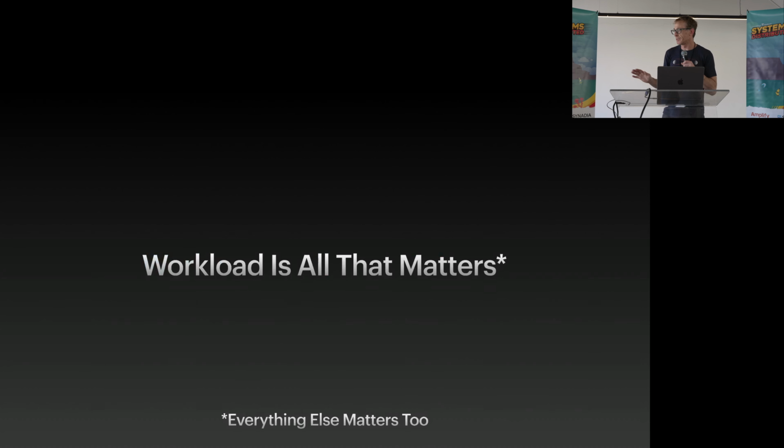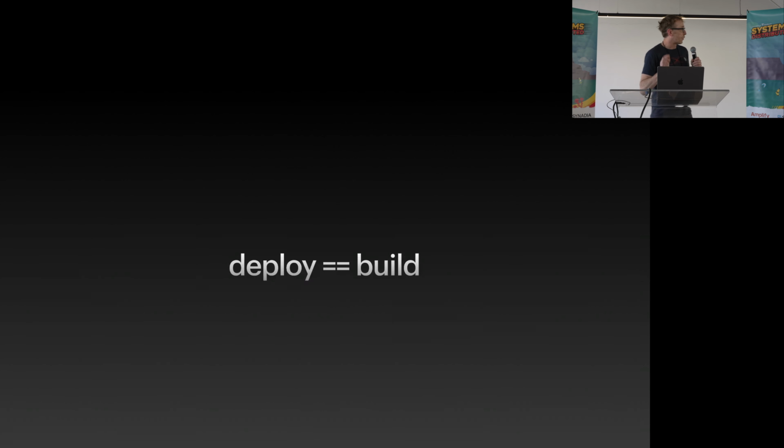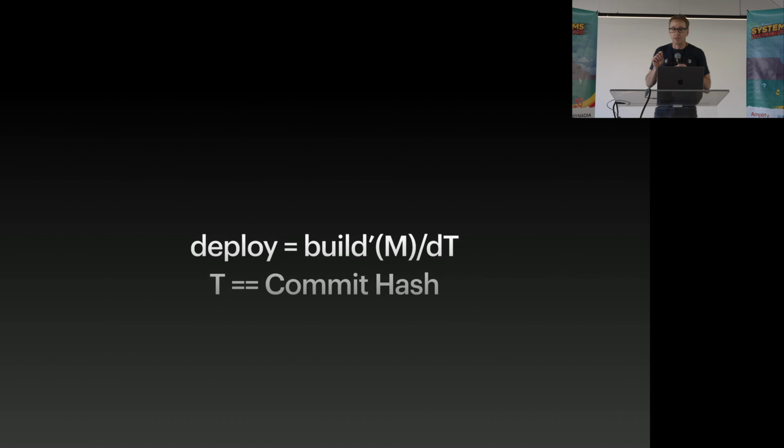The only reason we exist in this industry, the only reason that we work, is to put a workload on a machine that computes, converts energy to heat. And what I'm going to argue in this is that a deployment is actually build. And we should start thinking of deployment systems as build systems. But more correctly, what I'm going to say is deployment is actually equal to the derivative of build with respect to T, where T is the commit hash.